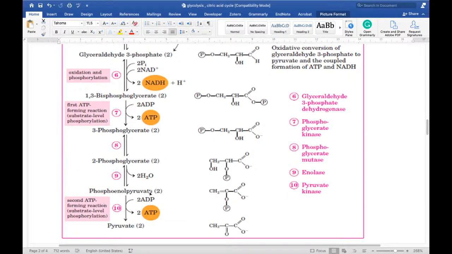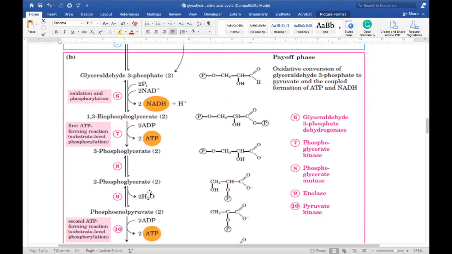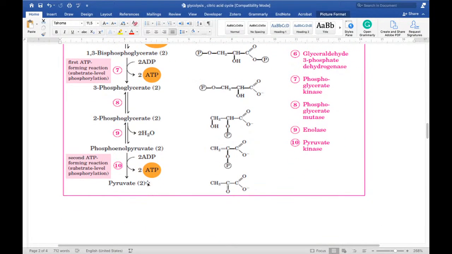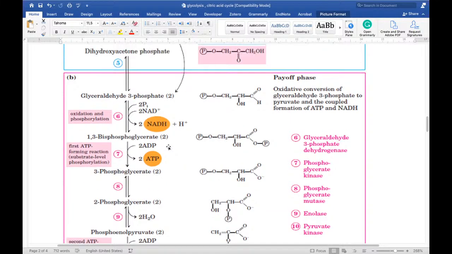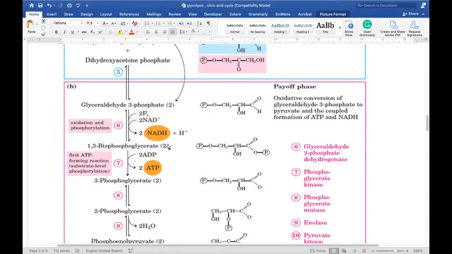After the phosphoenolpyruvate production is taken care of, again ADP is producing 2 ATPs, and then in the presence of pyruvate kinase you will have pyruvate at the end. You have a production of pyruvate at the end. So in this way this whole glycolysis cycle works out.